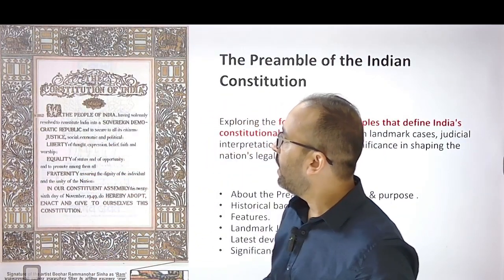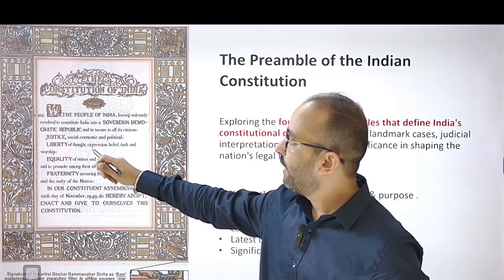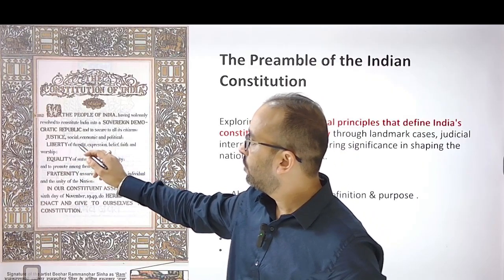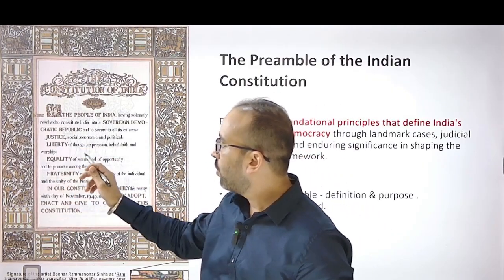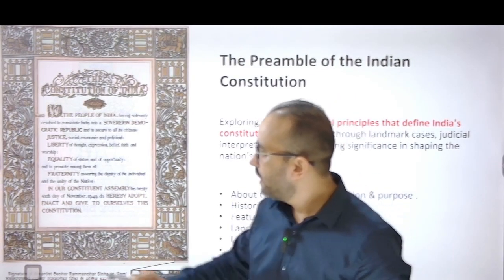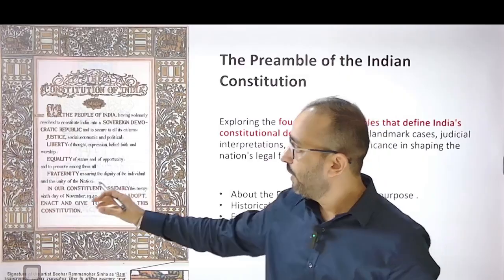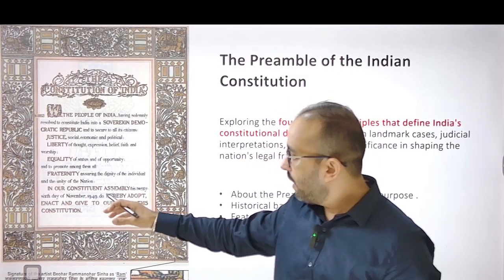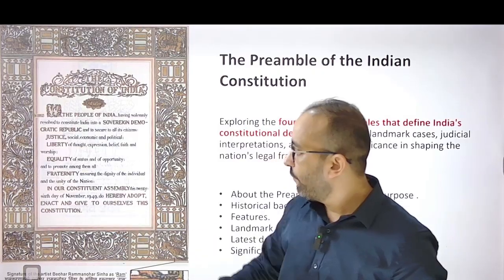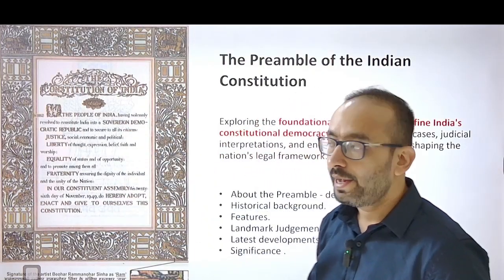How does it look like? The people of India, having solemnly resolved to constitute India into a sovereign democratic republic and to secure to all its citizens justice, socio-economic, political, liberty of thought, expression, belief, faith, and worship, equality of status and of opportunity, and to promote among them all fraternity, assuring the dignity of the individual and the unity of the nation. In our Constituent Assembly, the date of adoption, that is 26 November 1949. So this is how the preamble looks like.